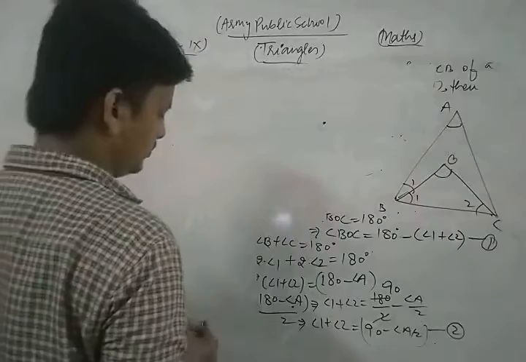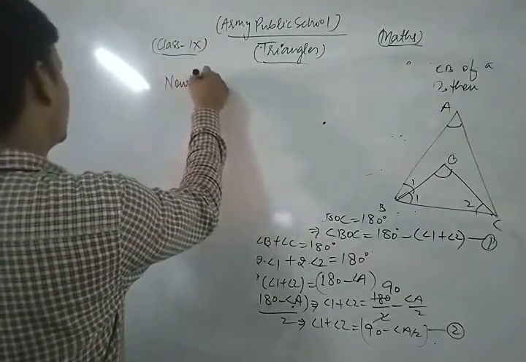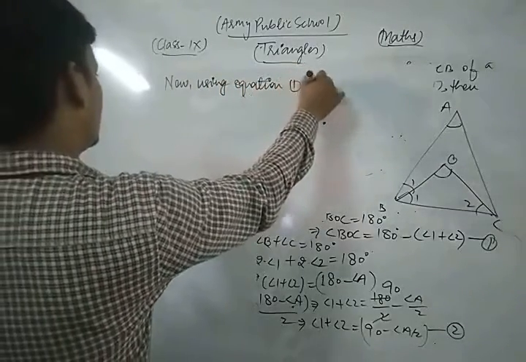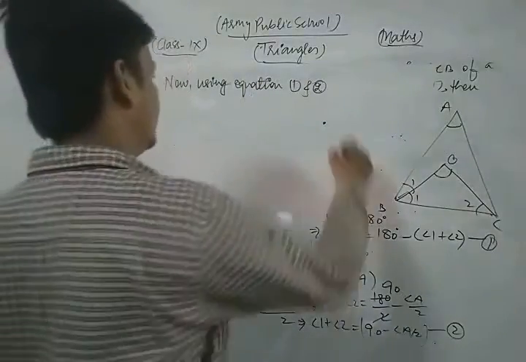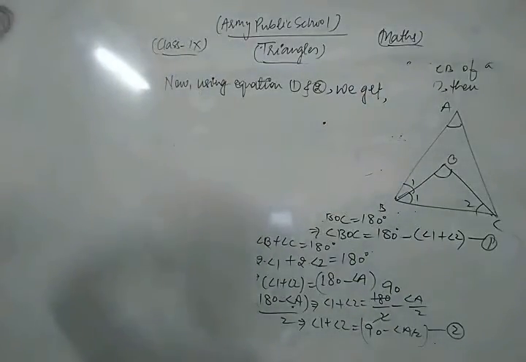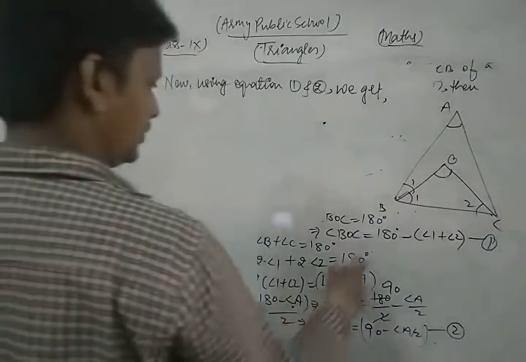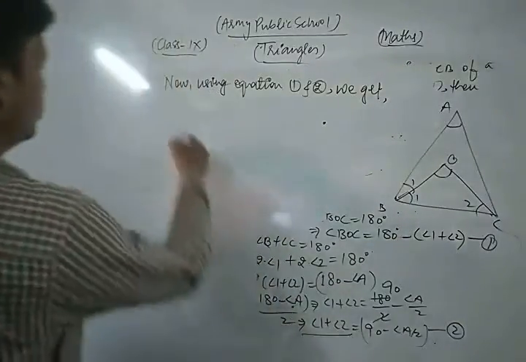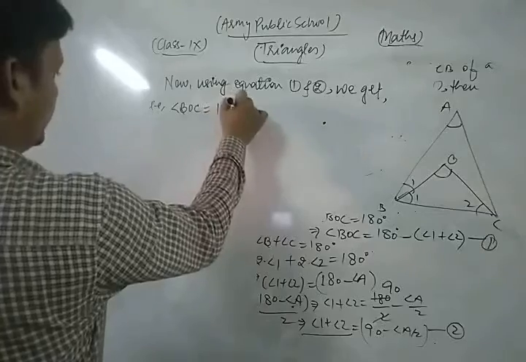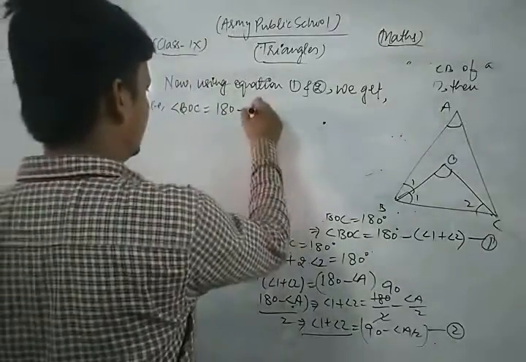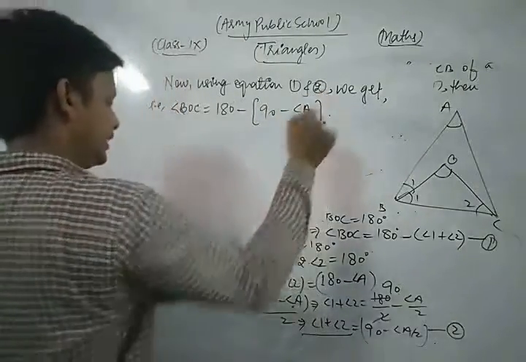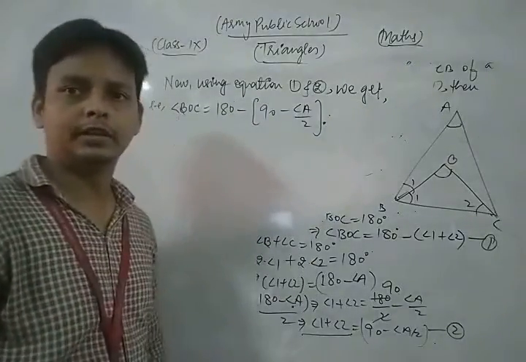Now using equation 1 and 2 we get, we put the value of angle 1 plus angle 2, so angle BOC is equal to 180 degree minus angle 1 plus angle 2, which is 90 degree minus half of angle A, that is 90 degree minus angle A by 2.